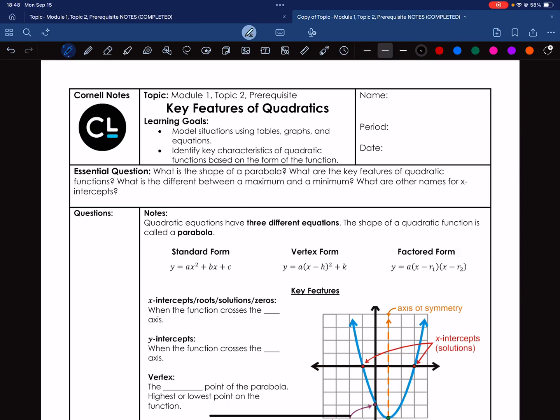In this video, we're going to talk about key features of quadratic functions. So by the end of this video, you should be able to answer these essential questions. What is the shape of a parabola? What are the key features of a quadratic function? What is the difference between a maximum and a minimum? And what are other names for x-intercepts?